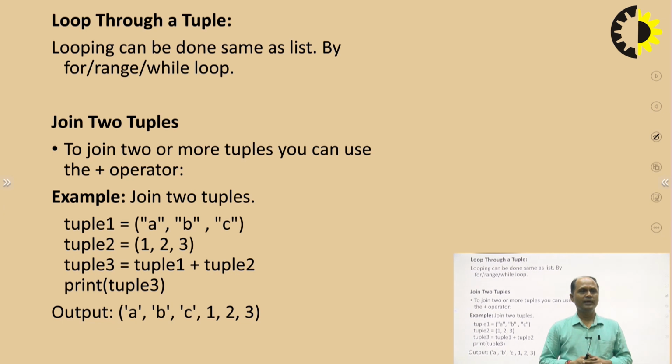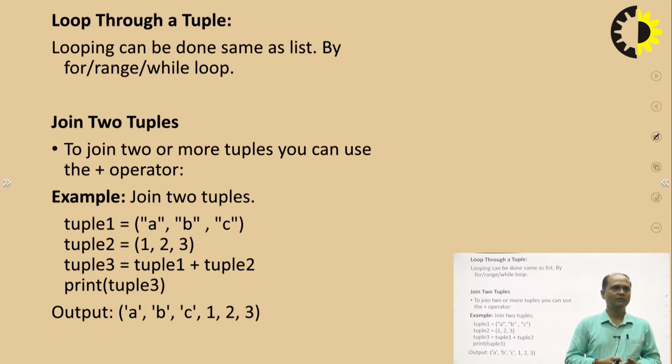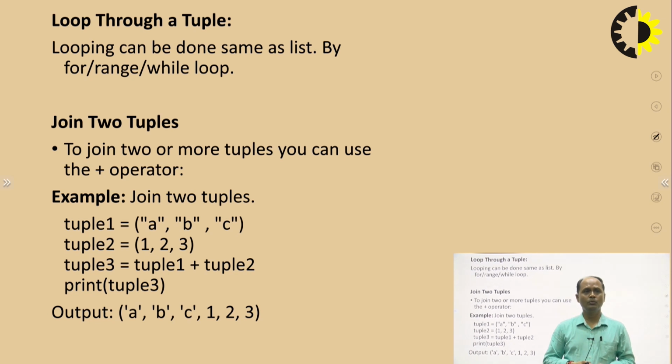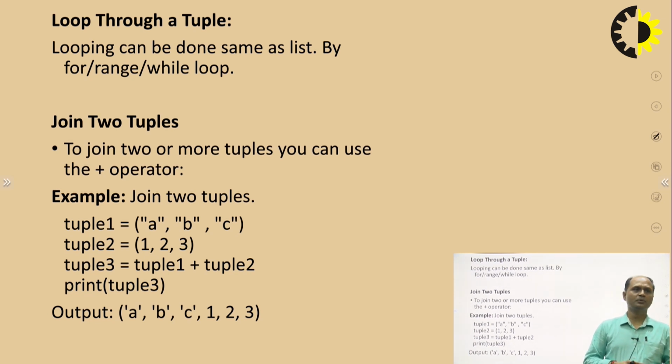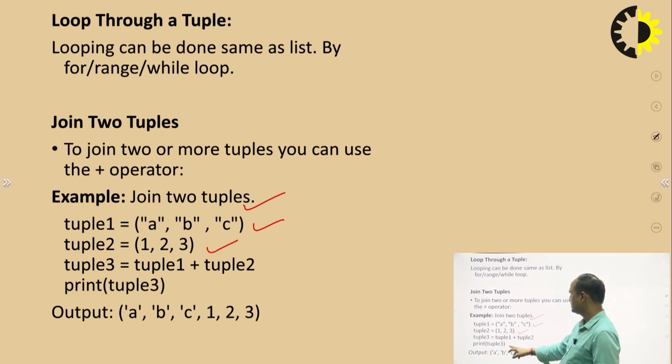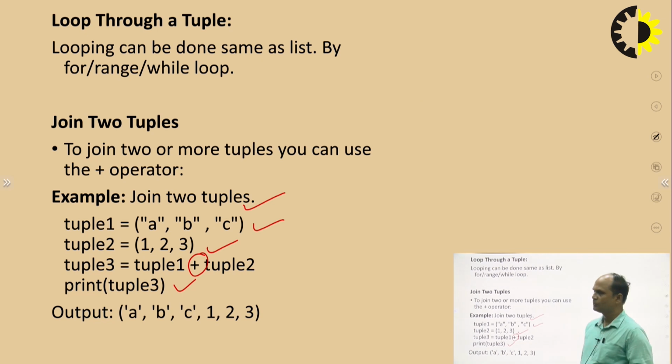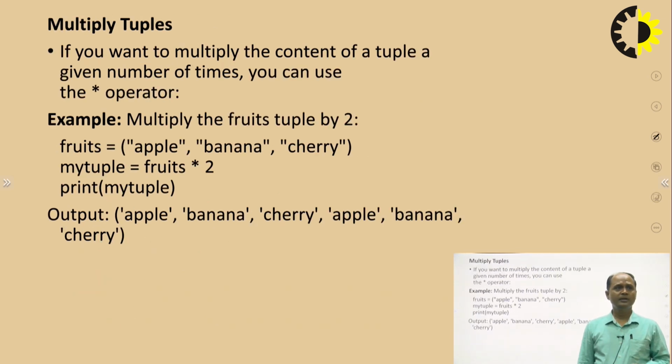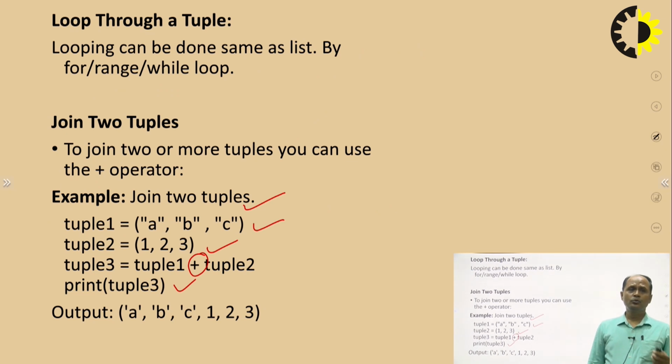If we want to join two tuples, how will it work? We can join two or more tuples with the help of the plus operator only. Simply put a plus operator between the two tuples and easily add them. Suppose one tuple is this, another tuple is this, and we add them using the plus operator and print tuple 3. This is the output. So we can easily add two tuples using the plus operator.